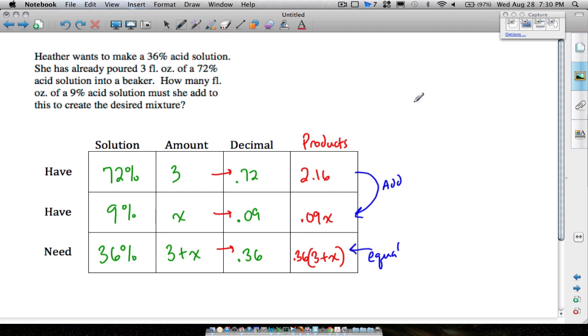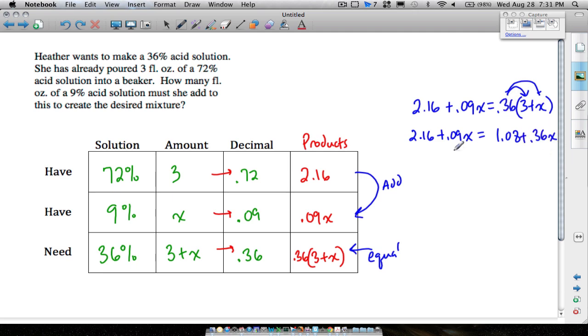Adding these 2 things together, we have 2.16 plus 0.09x is equal to 0.36 times 3 plus x. You could have written x plus 3, but it's just what I wrote back here. It doesn't really matter. 3 plus x, x plus 3, that's the commutative property. So let's solve this equation. We've got 2.16 plus 0.09x, can't do anything over there. Distributing over here on this side, 0.36 times 3, that gives you 1.08. And then 0.36 times x, that's plus 0.36x.